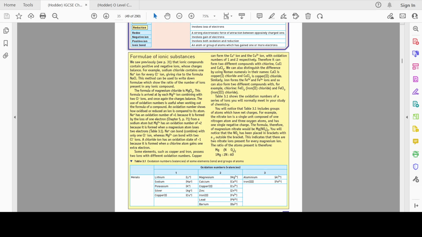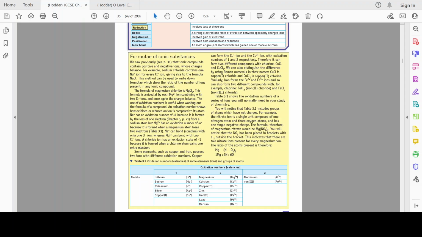So this is actually how you write it out. It is copper and then the oxidation state in brackets with Roman numerals, chloride, and copper, again the oxidation state of copper in Roman numerals after the name, and then chloride. So copper(I) chloride and copper(II) chloride. Similarly, you've got iron. Iron can be in the +2 oxidation state or in the +3 oxidation state, as we just saw.